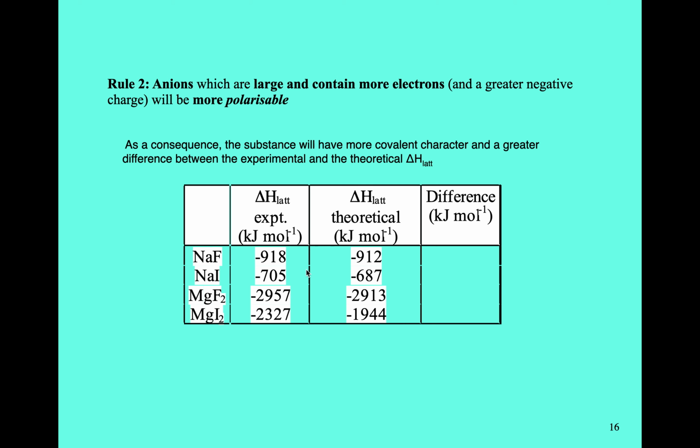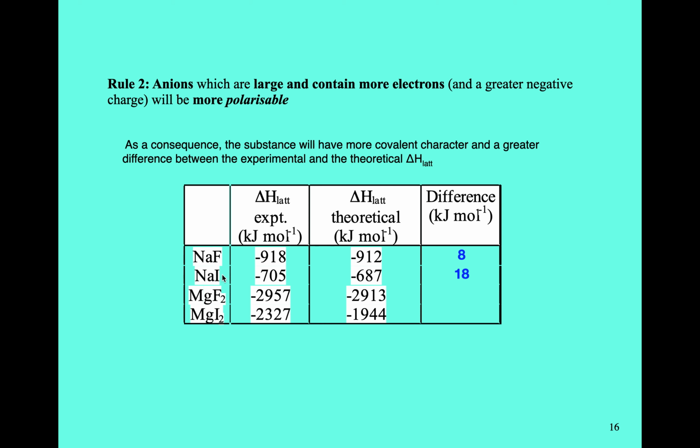Let's have a look at this. So as we go down, sodium, magnesium, fluoride, iodide. Obviously, the fluoride ion is much smaller and has many fewer electrons than the iodide ion. Okay, so we'd expect the iodide ion, large with lots of electrons, to be more polarizable. Okay, so with the fluoride, sodium fluoride, then the difference between those two figures, the experimental and theoretical, is fairly small, isn't it? But with the iodide, it's bigger. You can see there's a logical jump because the iodide is more polarizable.